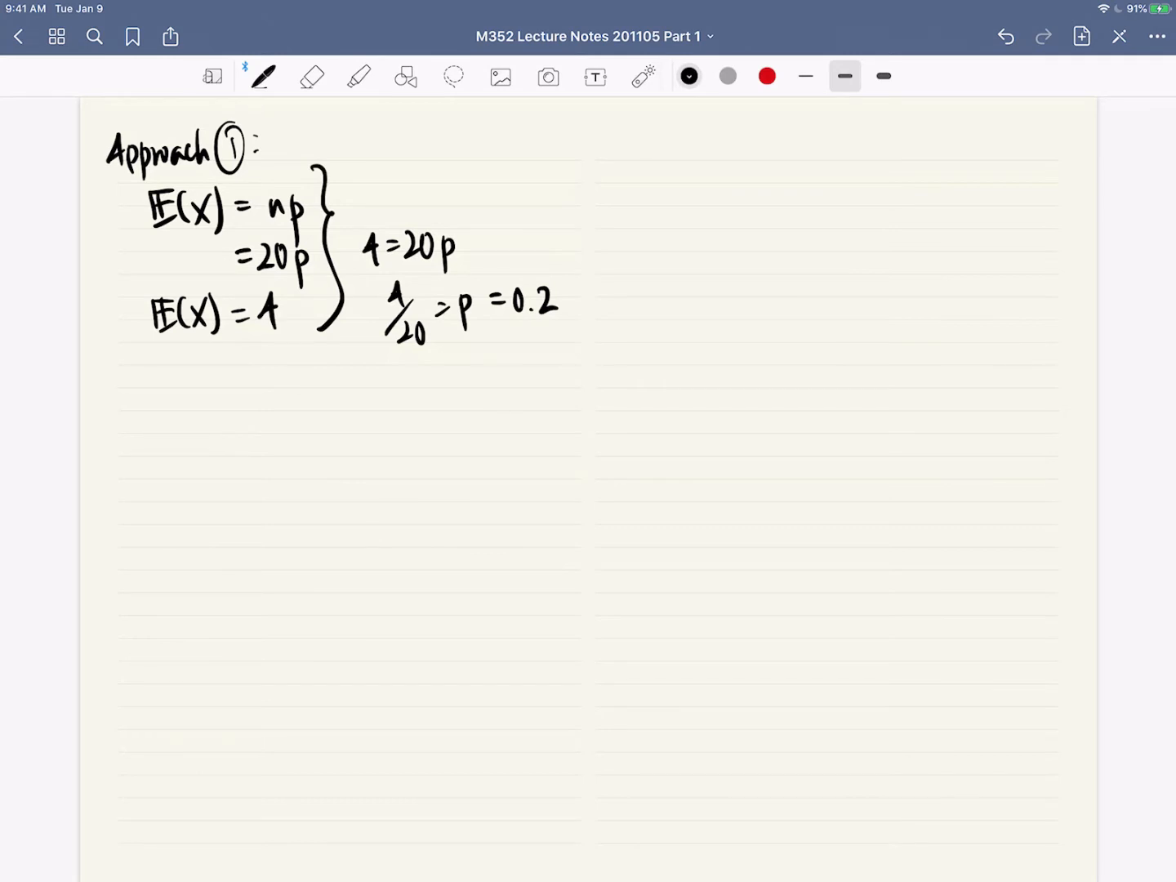So from this approach, using the expected value as an expected likelihood output, we would say that in this case our estimator of p would be 0.2. Now let's look at the other approach, approach 2, which is calculus based.